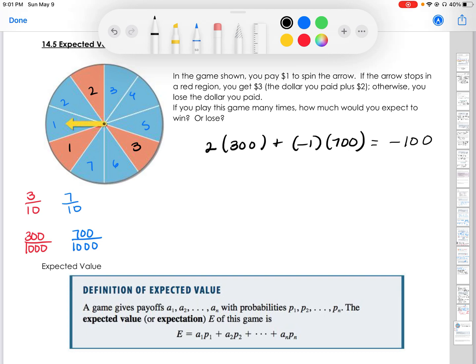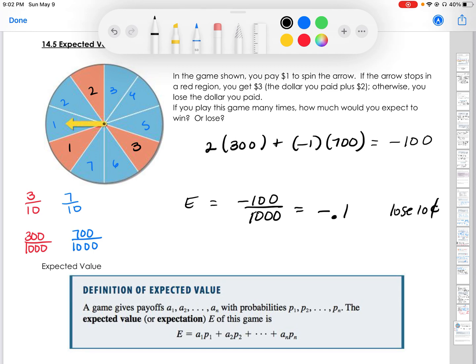So E, or our expected value, is going to be basically based on this. We're just going to divide that by 1,000. Our expected value is how much we're expecting to make out of the number of times. So when we divide, that's going to give us about negative 0.1. Okay, so that means each time we should theoretically lose 10 cents.